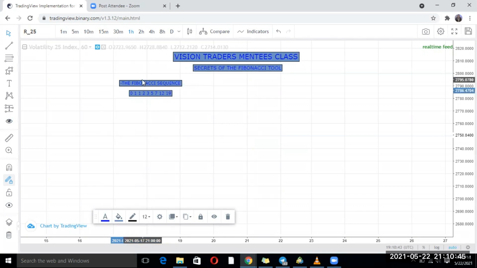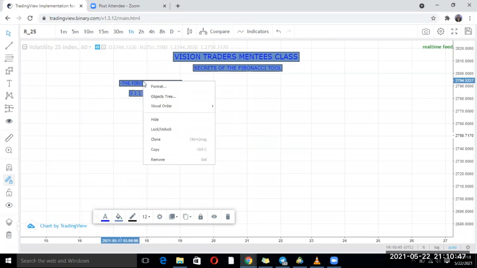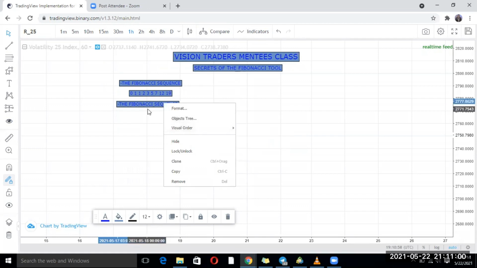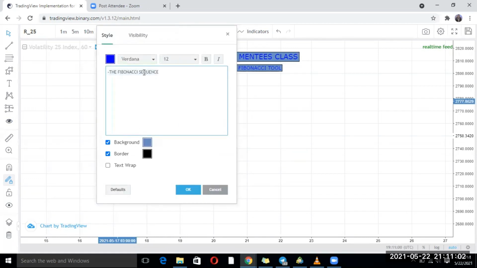The Fibonacci ratios. All this should be clear. Just the next topic now. The next subtopic is the Fibonacci ratios.